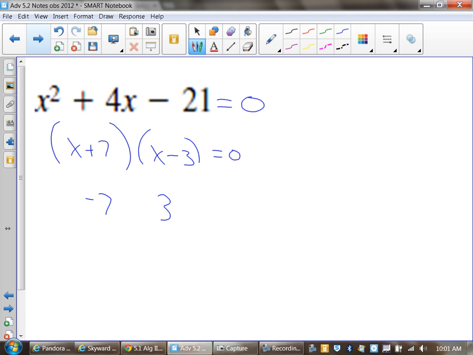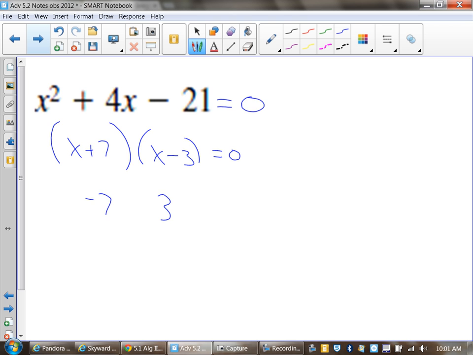Then do you have to plug it back in to see if they work? No, we're not there yet. We will do polynomial expansion where I'm going to give you the zeros and you have to give me a third degree polynomial. We'll get to that point, but we're not there yet. Okay?